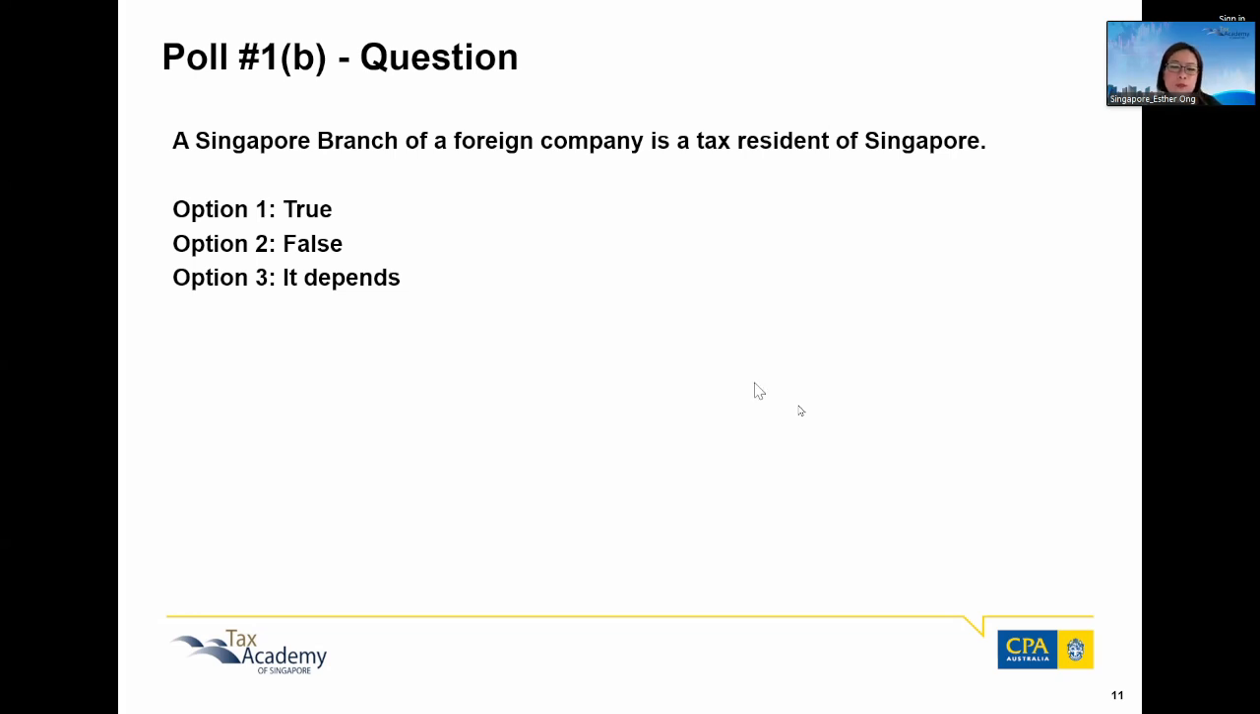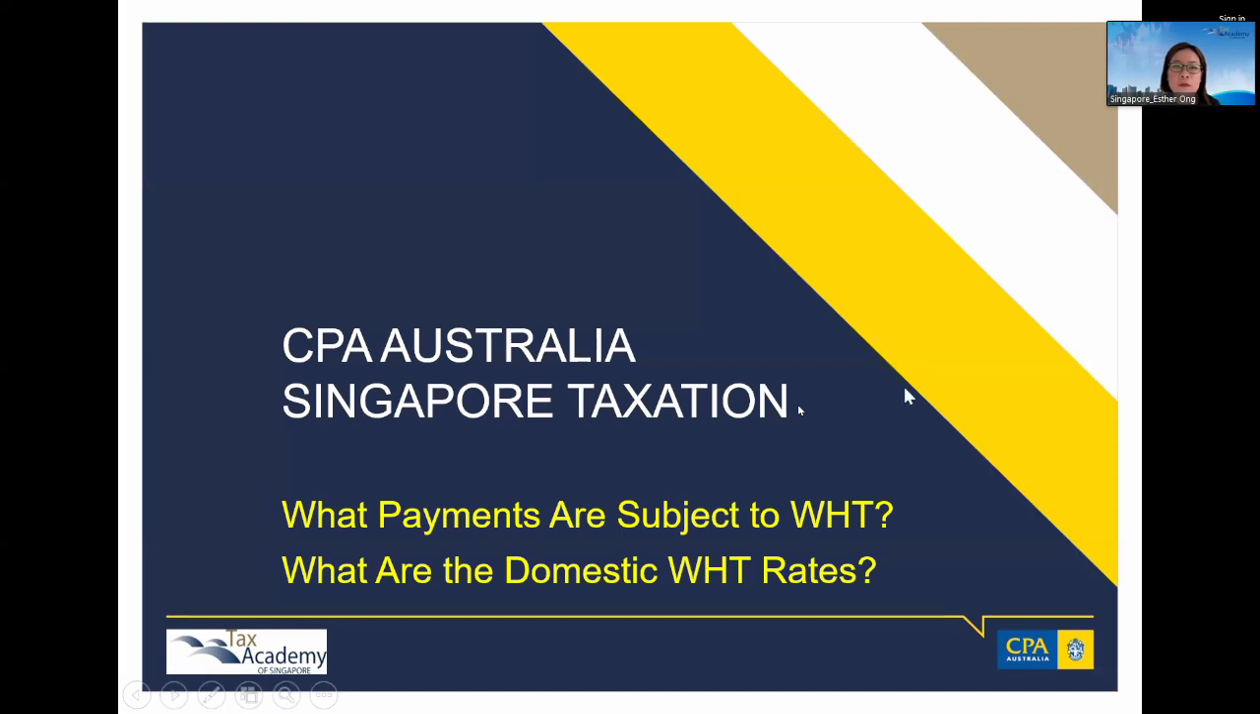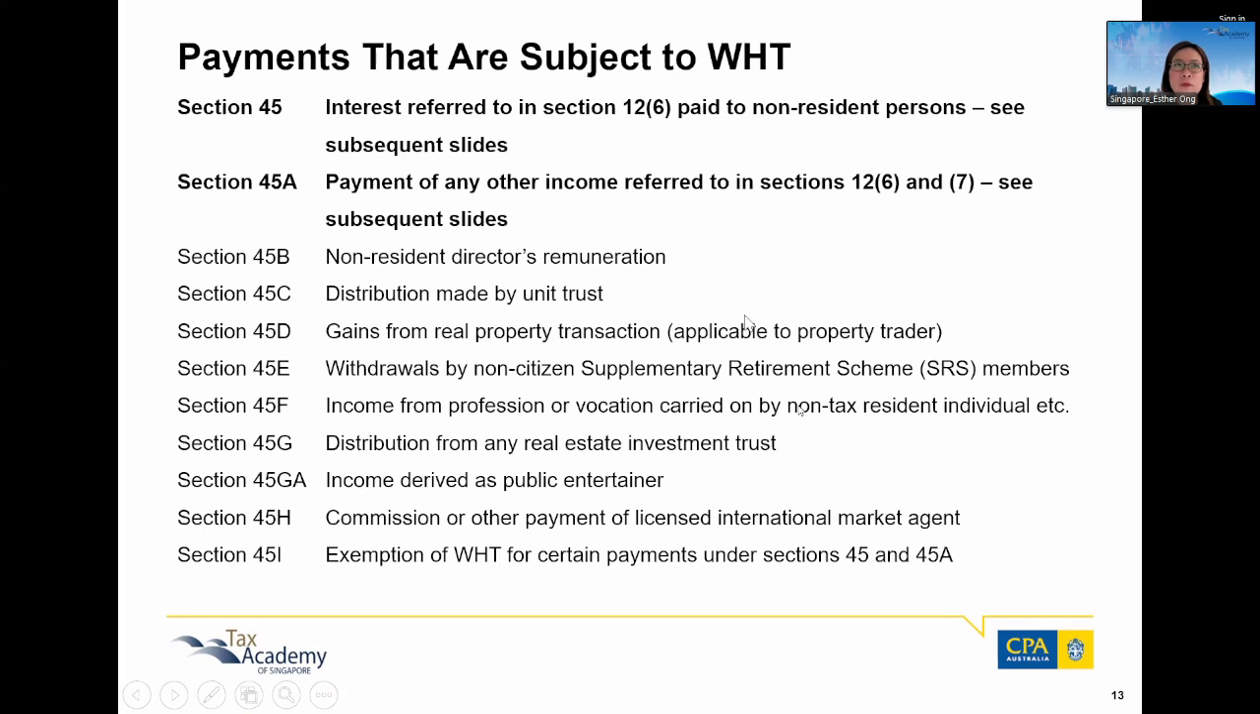If no, then I'll move on to what type of payments are subject to withholding tax. And at this part, for each type of payment, I will also talk about the domestic withholding tax rate. So in the Income Tax Act, the applicable provision for withholding tax will be Section 45. In Section 45, it lists down all the payments that are subject to withholding tax.